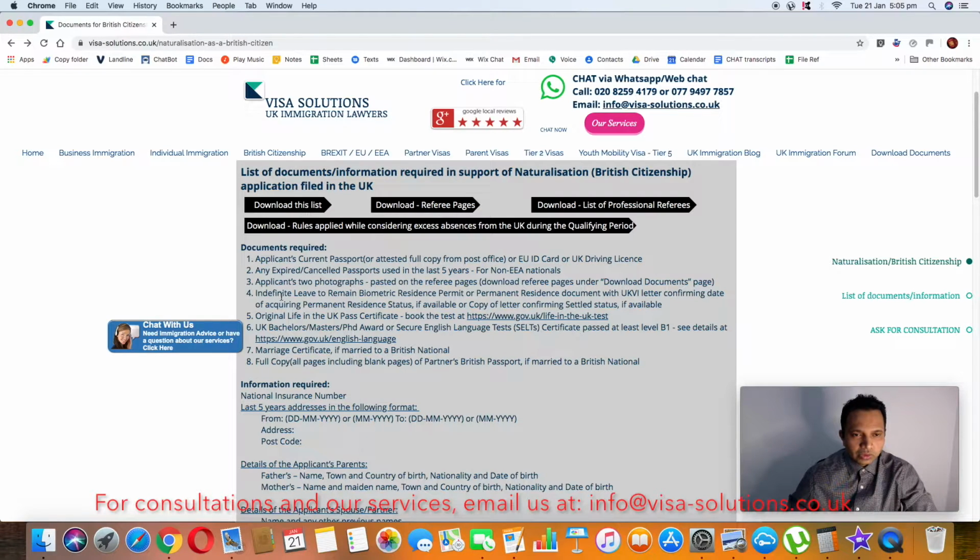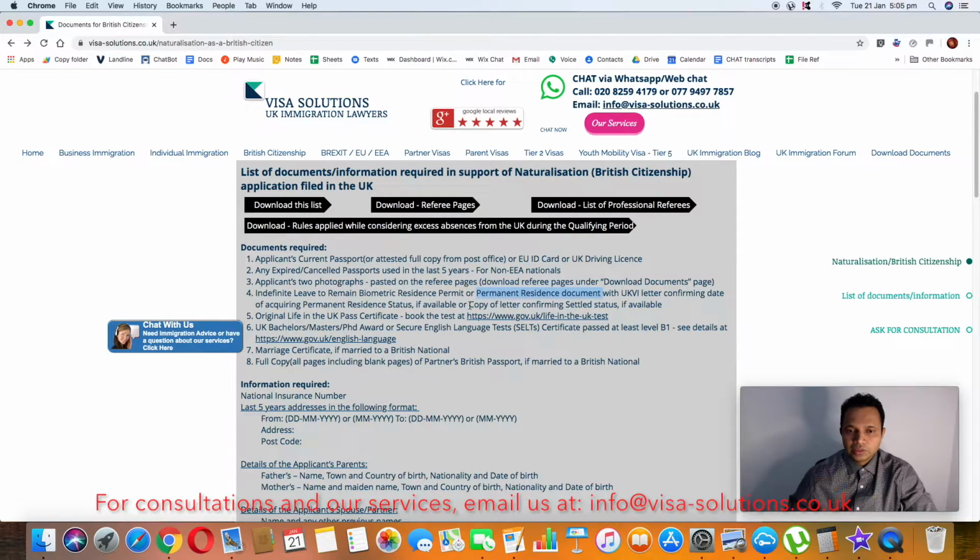And going further, applicants' photographs pasted on the referee pages as discussed before. Then indefinite leave to remain biometric card if you are a non-European national. If you are a European national, either permanent residence, which you might have acquired under the EEA regulations, or a settled status letter copy to confirm that you have settled status.